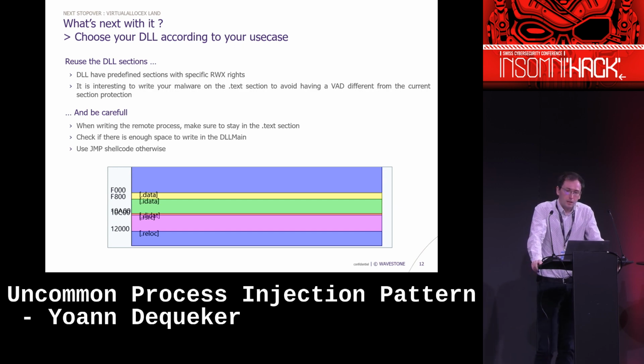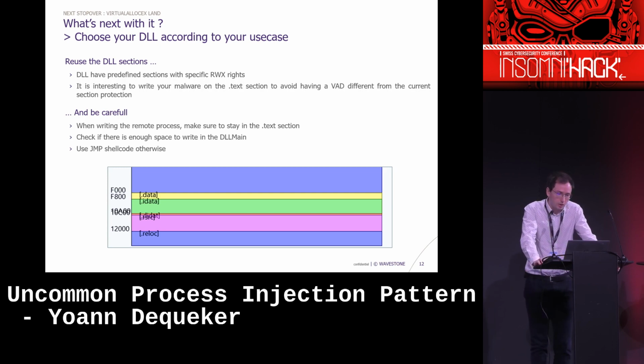So what we will have to do now is choose a section where you will change the protection and write the malware. The best section is the .text section, because this section is already read-execute. So you can change the protection from read-execute to read-write, write the payload, and change the protection back from read-write to read-execute. This way, you will not have any difference between the VAD and the current section protection that could limit detection from EDR solutions. The last thing is you have to be careful because the malware should not be larger than the section you are writing on. If you are writing to the .text section, which is 4 kilobytes long, and you are writing 50 kilobytes to it, you will have a problem of permissions because you will be writing on another section.